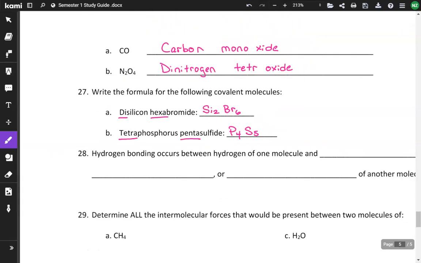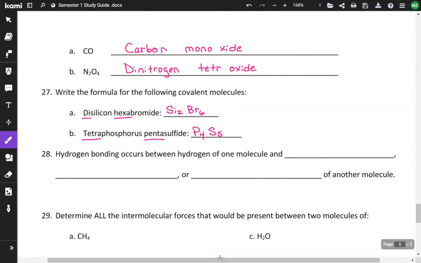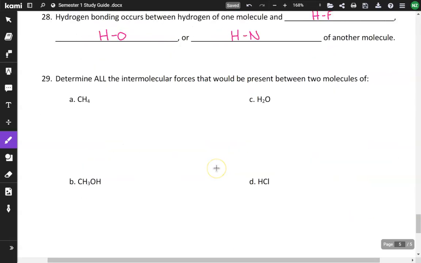Okay, hydrogen bonding occurs between one molecule and HF, HO, HN. You have to have one of those bond types for hydrogen bonding to be present. All right, determine all intermolecular forces that would be present between two molecules.